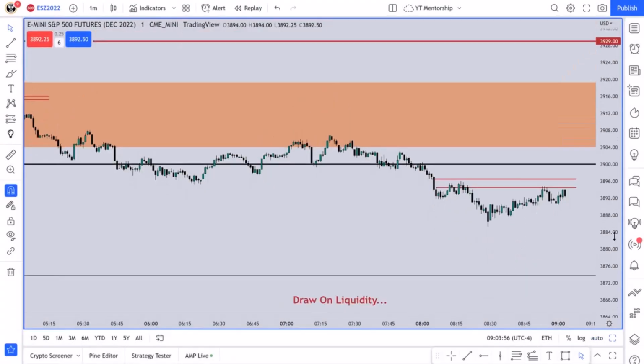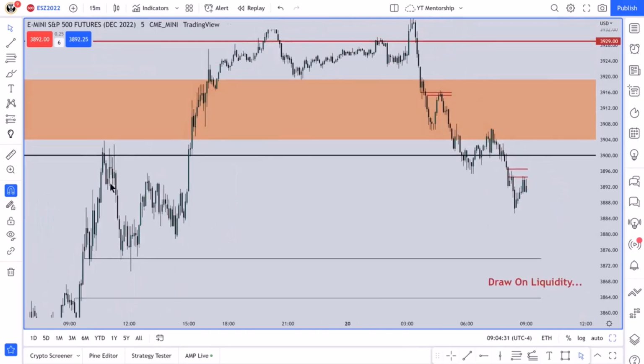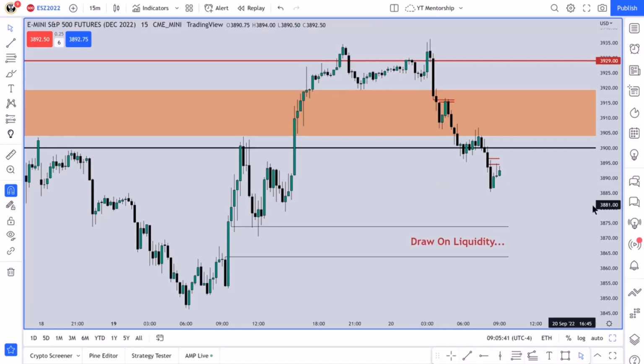Alright, we're going to do a live trade here this morning. Draw on liquidity was down there. I'll show you in a second right there on the 15-minute time frame. Fair value gap in the form of buy side imbalance, sell side inefficiency. And we're looking for lower prices.